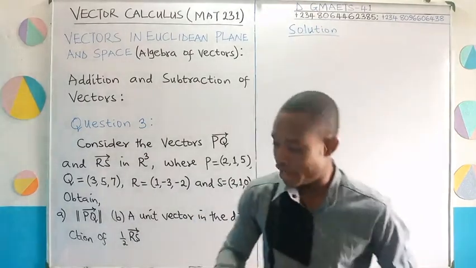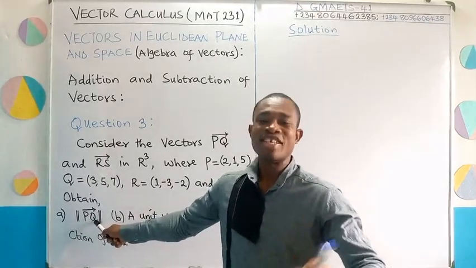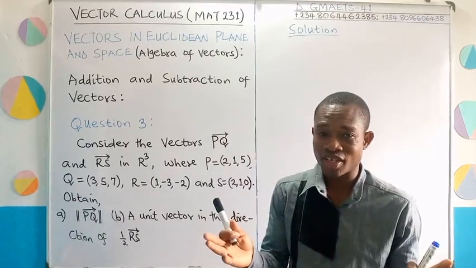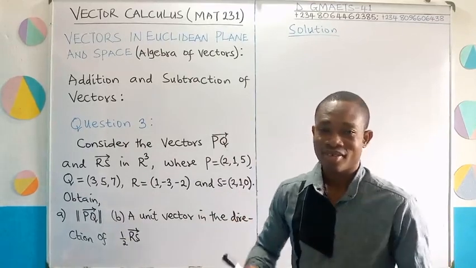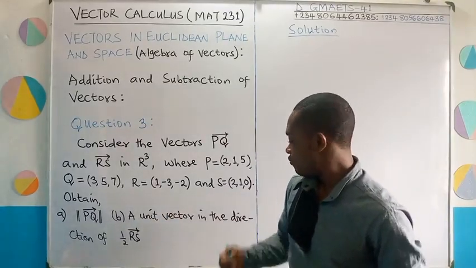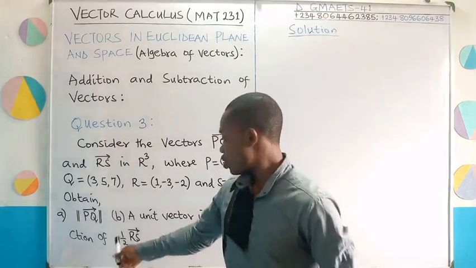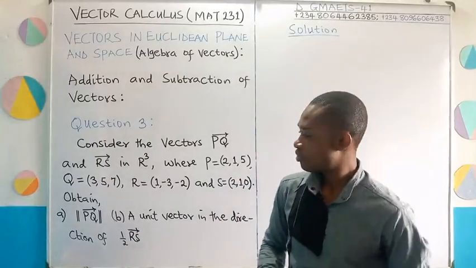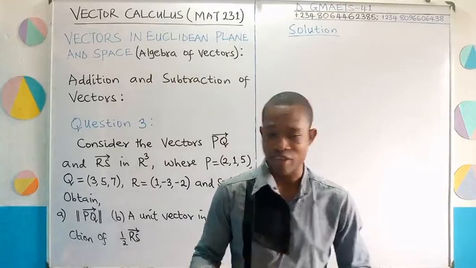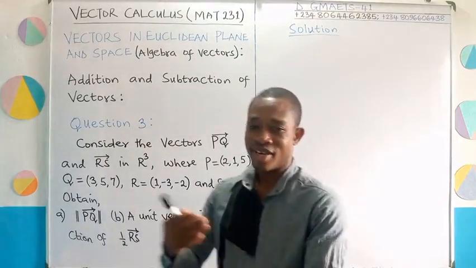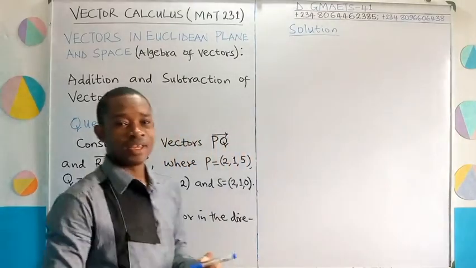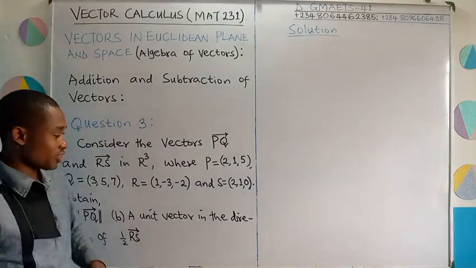Now, it is required that we obtain A, the modulus, the magnitude, the length of vector PQ. Remember these 3 terms that I've used. Modulus, magnitude, length, they're the same thing. Then B, we are required to obtain a unit vector in the direction of the vector 1 over 2 RS. So let's see how we deal with this question. Remember, we are still talking about addition and subtraction of vectors. It's just that this question now extended it a bit to what we had treated in our previous class, determining the modulus and of course a unit vector.